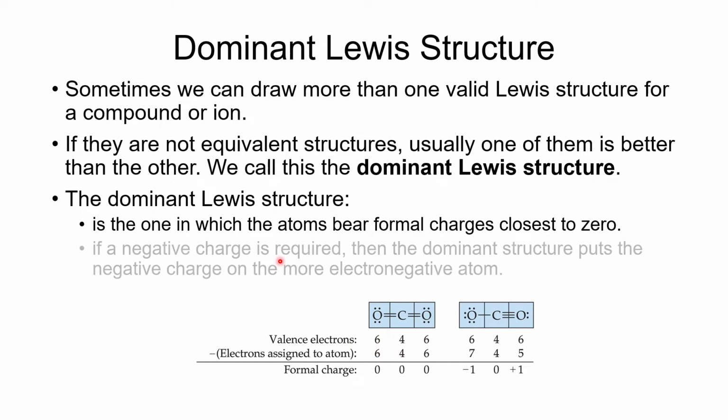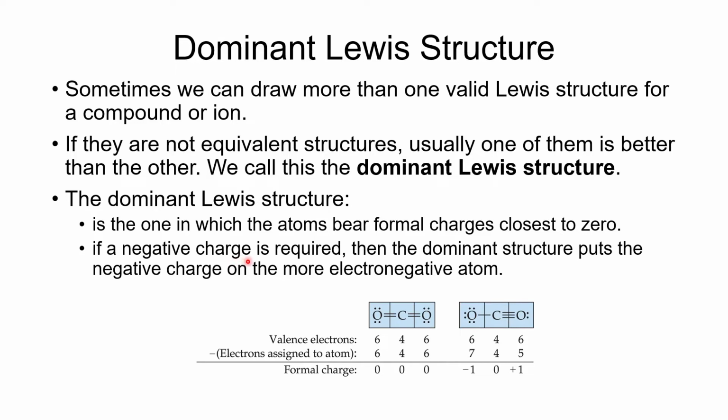And if there has to be a negative charge, sometimes there does, then the dominant structure is going to put that negative charge on the more electronegative atom. So that's not what applies here, but on the next page you will see how that applies.